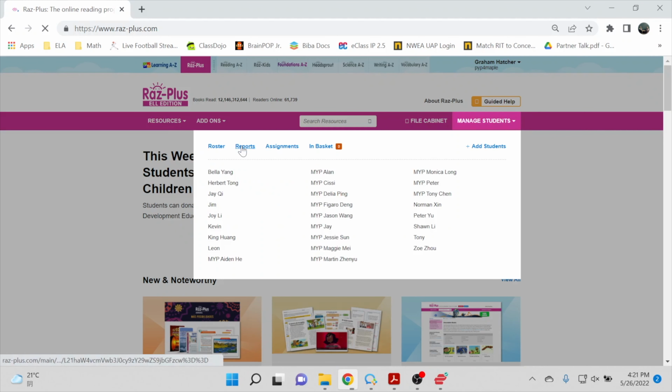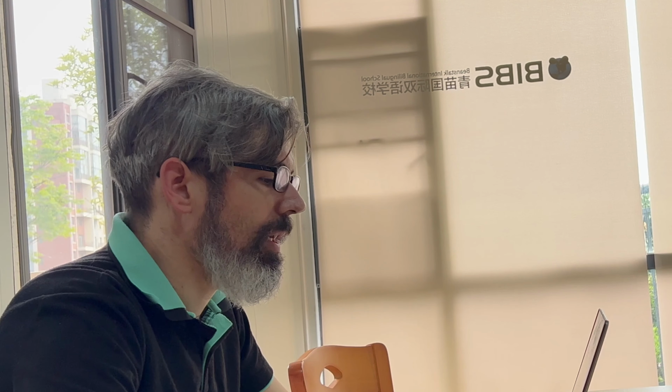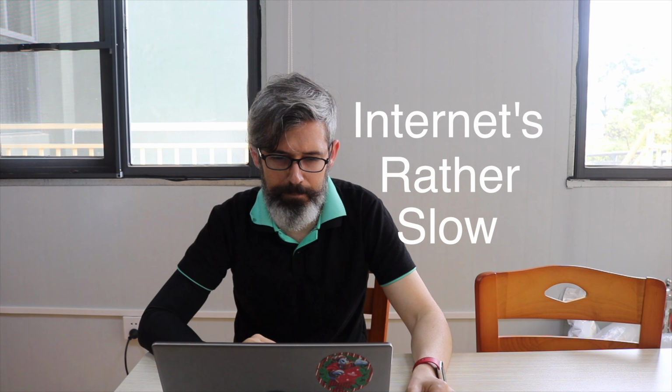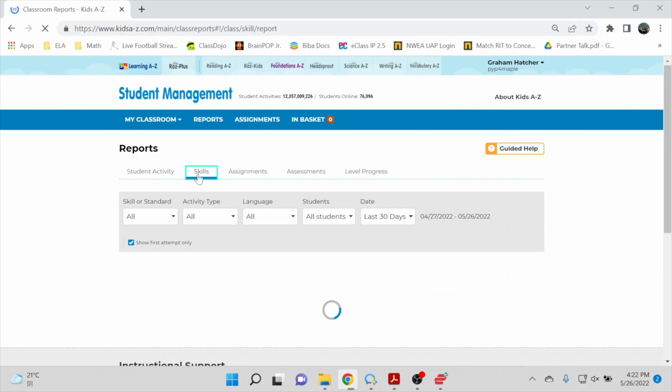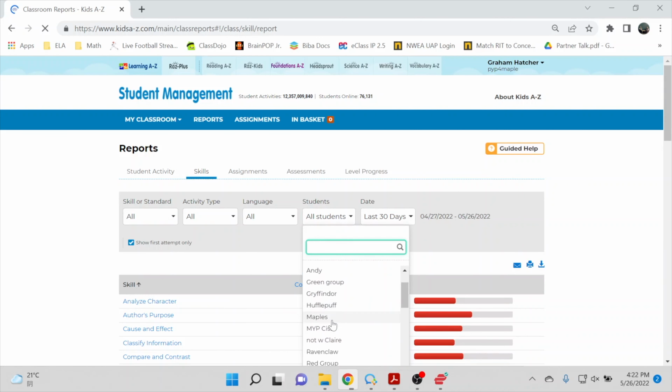Okay, so for a lesson plan, here's what I do. I have my groups situated based upon Harry Potter houses. You can do it through colors or animals or however you decide to do. The internet's rather slow, taking a while. There we go.